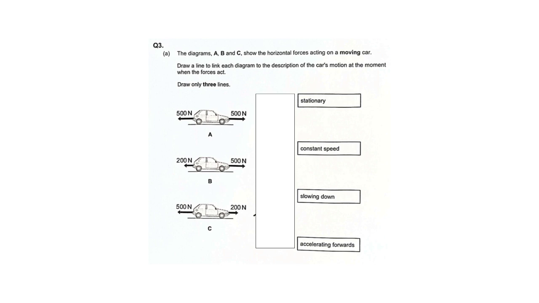The second car, B, has 500 newtons going forward and 200 newtons going backwards. So overall, we have 300 newtons going forward, so the car is accelerating. And for C, there's 500 newtons going backwards, 200 newtons going forward. There is an overall resultant force of 300 newtons going to the left or backward, so the car is going to slow down for C. So A, constant speed, not stationary. B is accelerating forward. C is slowing down.